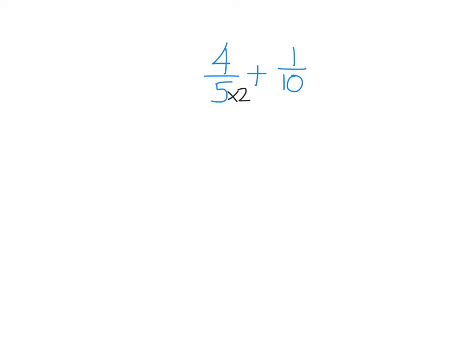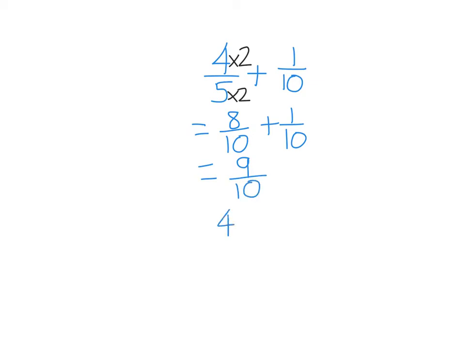Now, what you do to the bottom, you must do to the top. If I times the denominator by 2, I must also times the numerator by 2. So 4 over 5 is actually the same number as 8 over 10. They're both equal to 0.8. But writing it like this, 8 over 10 instead of 4 over 5, means that now I have two fractions with the same denominator. So I can just add the tops and keep the denominator the same, just like I did in the previous example.